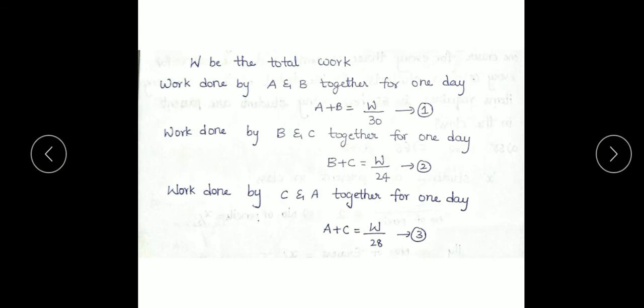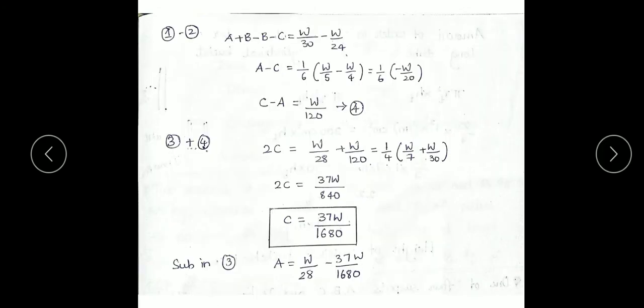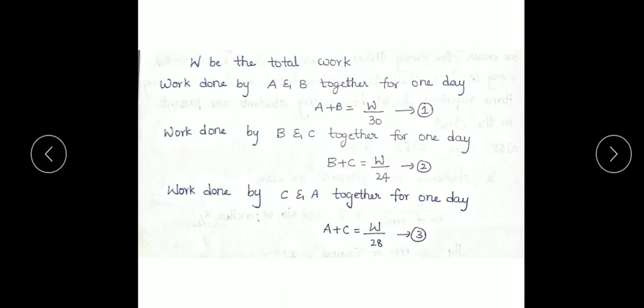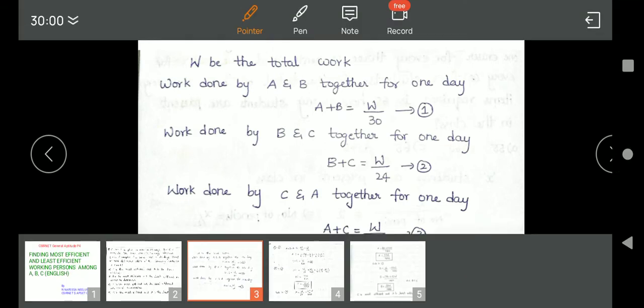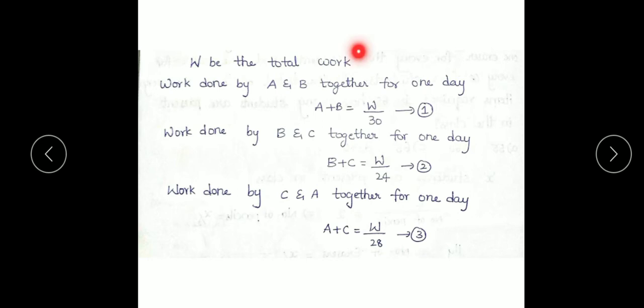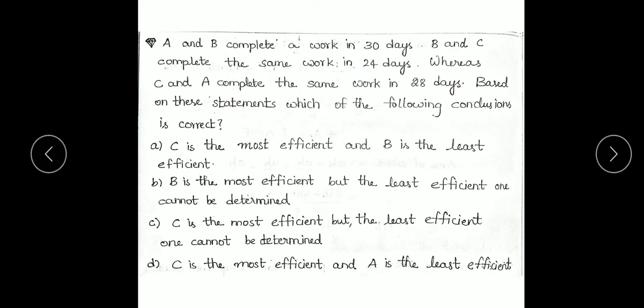So if we find out how much working capacity A has for one day, and working capacity of B for one day and C, then we can easily find the most efficient person. So actually this is a time taking process because here you can see many solving calculations are there. So logically thinking, we can get the answer from these three equations only. So what we needed to find out is who is the most efficient and who is the least efficient.